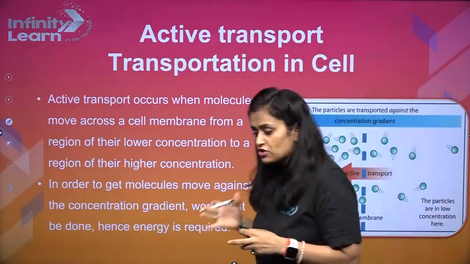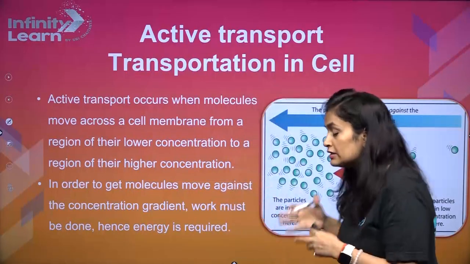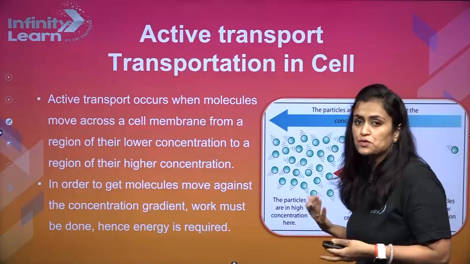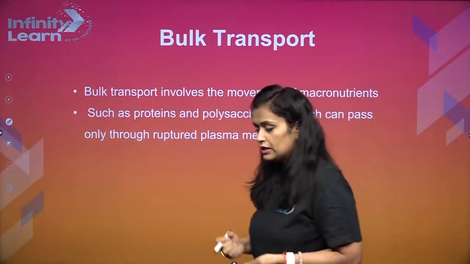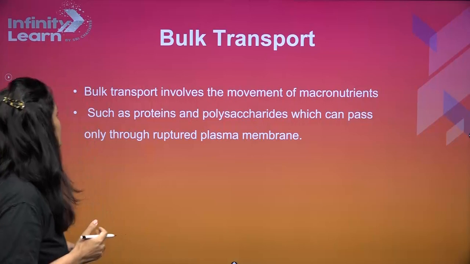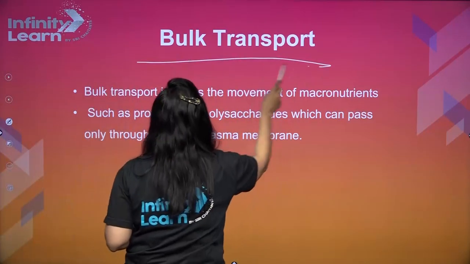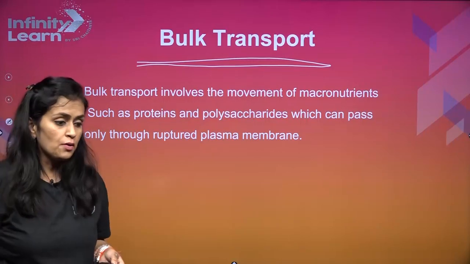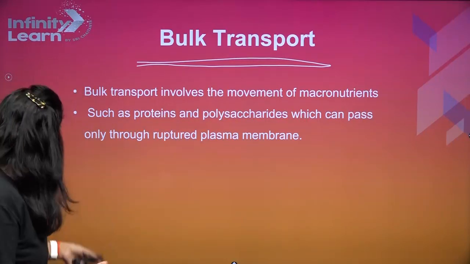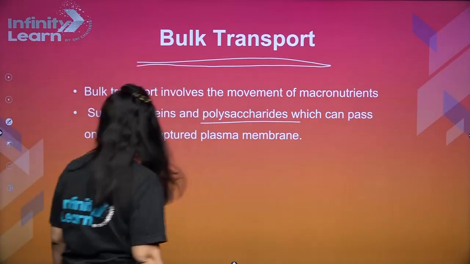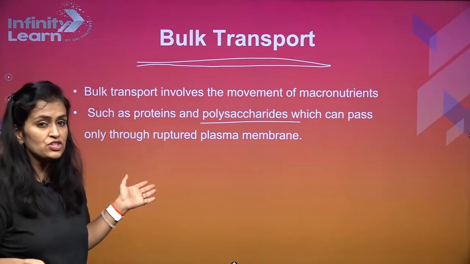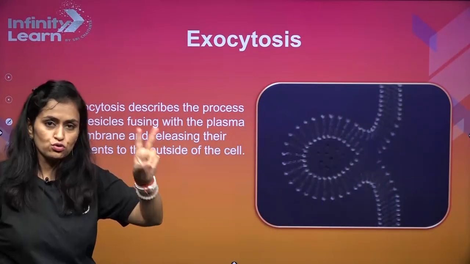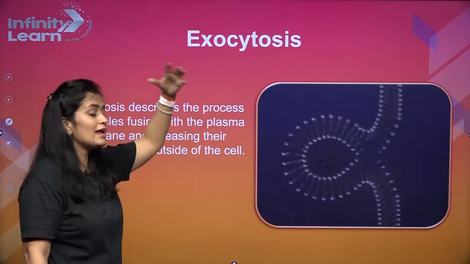So how is active transport important to us? In the cells, when we transport ions especially, like the sodium ions and all, that time we need the active transport. All right. Now let's move on towards the bulk transport. Very interesting, guys. So here are the macromolecule movements. What are macromolecules? Polysaccharides, which cannot pass through those small protein channels or through the plasma membrane because it may get damaged. In those cases, we use bulk transport. Now, bulk transport is of two types basically, exocytosis and endocytosis.